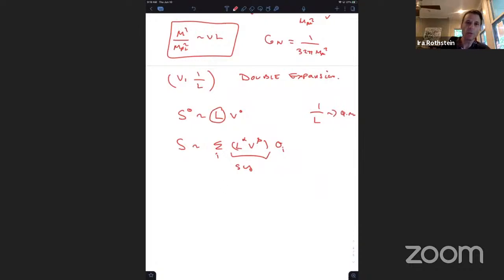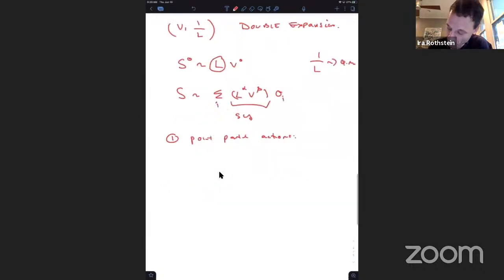So now we do exactly what we did in the case of electrodynamics. And we start off with a point particle action. So step 1 is to write down the point particle actions. So we know how to do that. That's minus m_i.